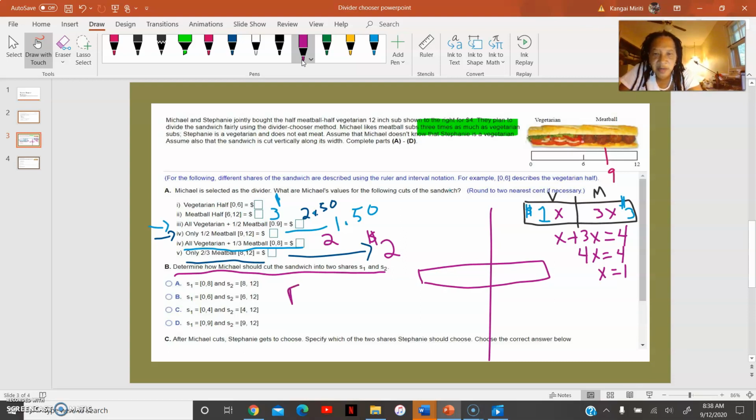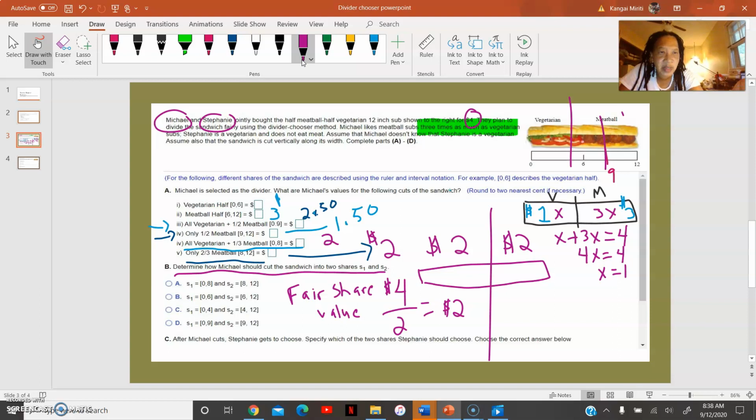Well, what's the fair share value here? Remember, there's a formula for fair share value. What's the total value of this sandwich? $4. From there, how many people are sharing it? Michael and Stephanie, divide by 2. Fair share value is $2. So we're looking for a cut that'll be $2 worth on this side and $2 worth on that side. Where do we cut this sandwich so that it's 2 on one side and 2 on the other?